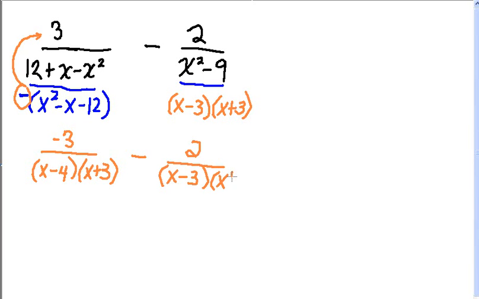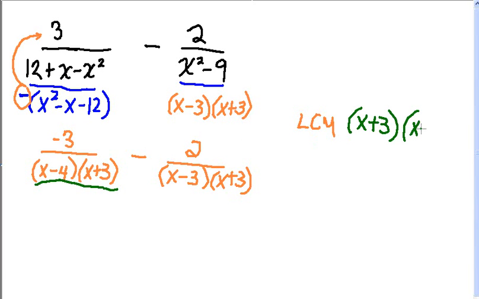Now let's look at what our common denominator will be. We're looking for the least common multiple of my two denominators. In other words, I'm looking for the least common multiple of x minus 4 times x plus 3 and x minus 3 times x plus 3. First let's look at x plus 3. I see that it occurs in both, but it occurs at most once, so that's going to be part of my least common multiple. I have x minus 4 that occurs once, so I'm going to list it once. And I have an x minus 3 that occurs at most once, so I'm going to list it once. So this is my common denominator.